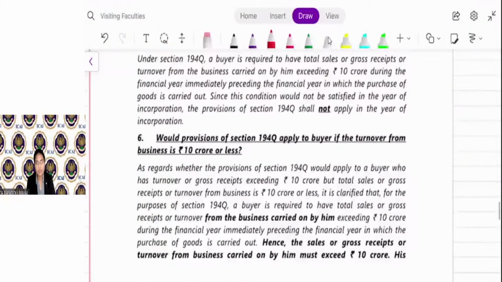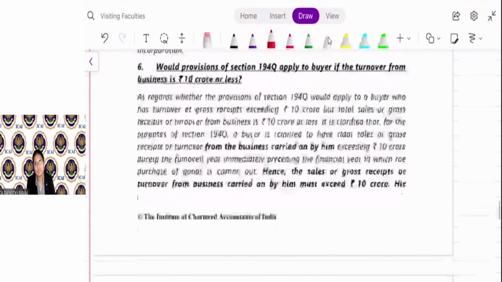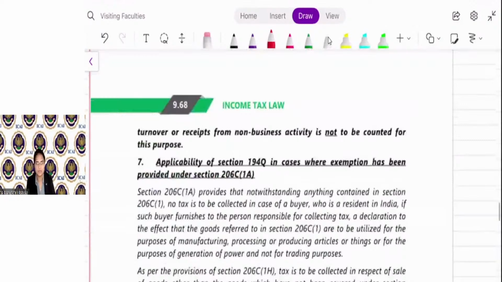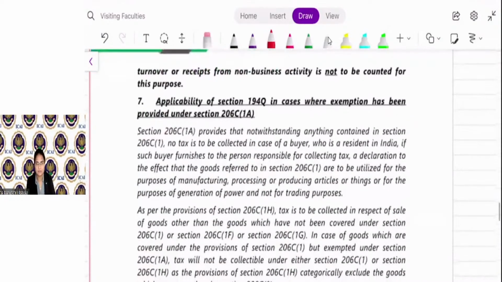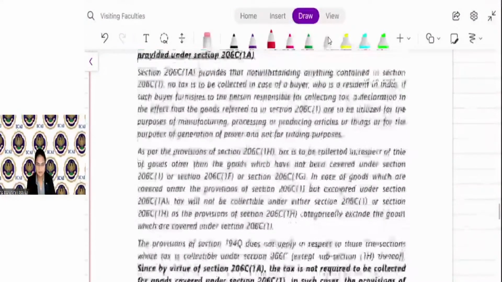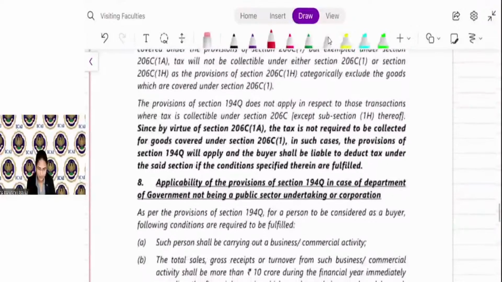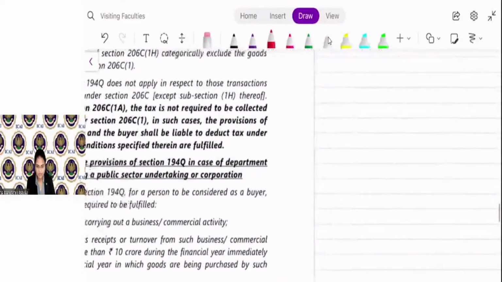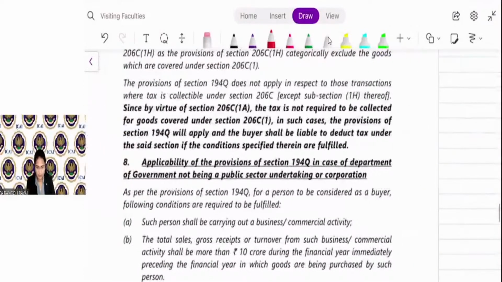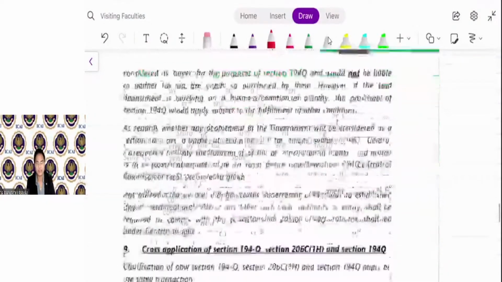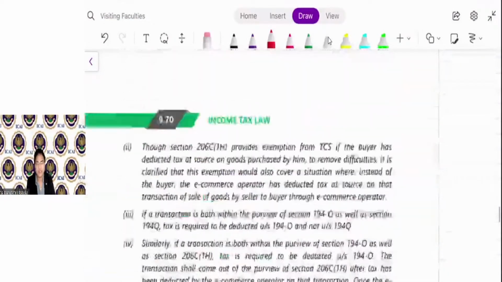194Q is applied if the turnover from business is more than 10 crore. The provision is applicable if the turnover in last year is more than 10 crore. If it is less than 10 crore, it is not applicable. This is the general question answer given, which I have already explained where both the provisions are applicable. So you have to read this once.